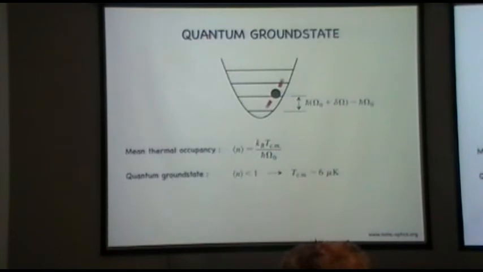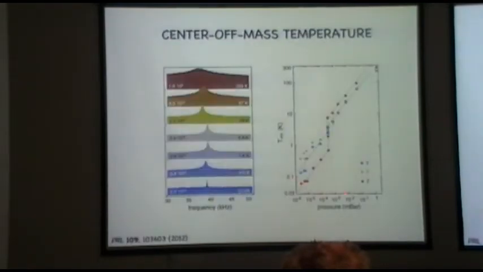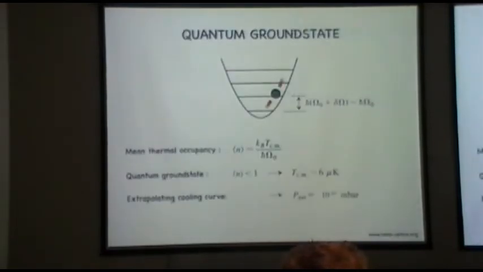So this happens then at a center of mass temperature of 6 microkelvin. And remember, we were at about 50 millikelvin. So we have 4 orders of magnitude to go. So our feedback loop should be a little bit more efficient, and hopefully then we get there. Where does that happen? Let's go back to this data here. You see this is the pressure. And now let's ask ourselves, where do we have a temperature of 6 microkelvin as we go down with the pressure? And this happens at a pressure of 10 to the minus 10 millibar. So a very feasible experiment. It just needs a very good vacuum pump.